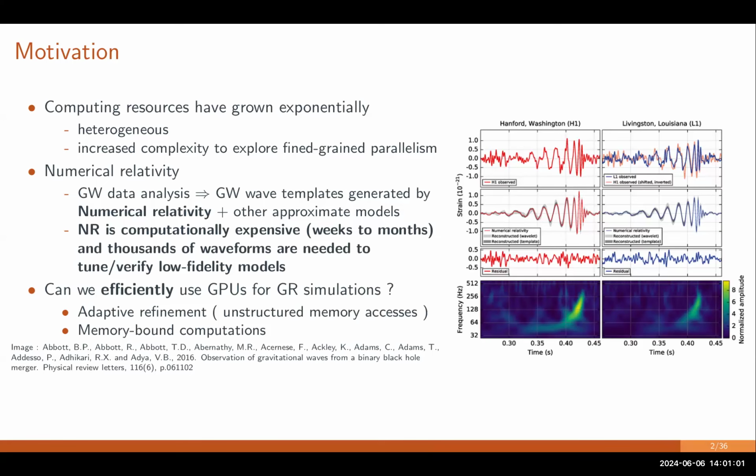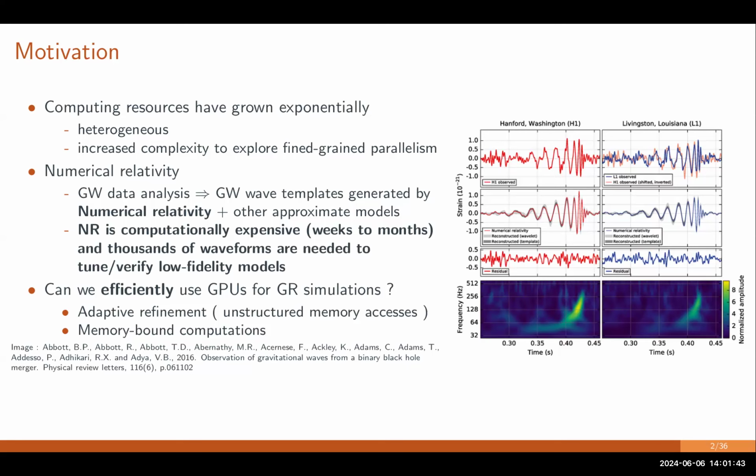So first, the question is, do we really need to use GPUs, or is it efficient to use GPUs for simulating binary black hole spacetimes? If you look at the top 500 list, all the supercomputers that we have are increasingly becoming more heterogeneous. They have accelerator units, so it's better if we can use them in an efficient way. And they also become more complex to program and to get good performance, and we have a lot of fine-grained parallelism.